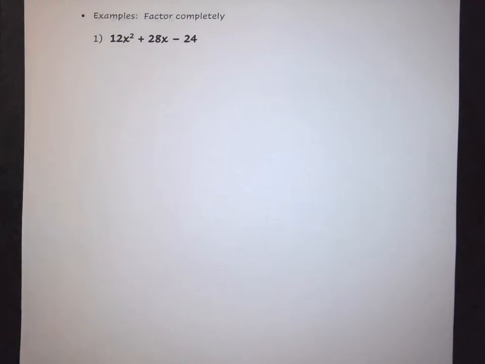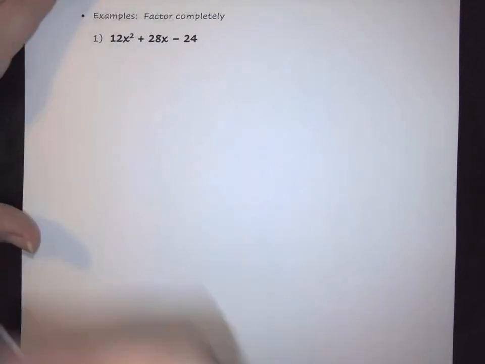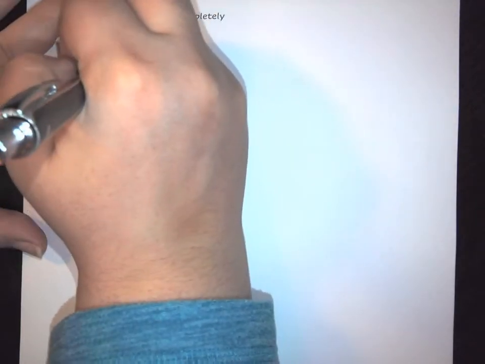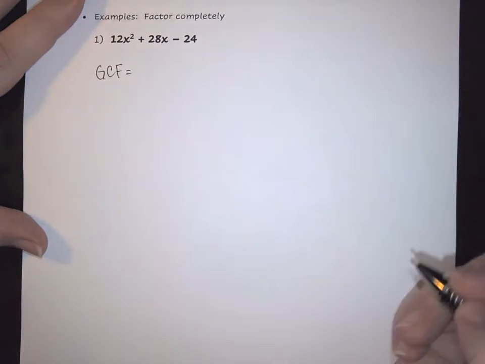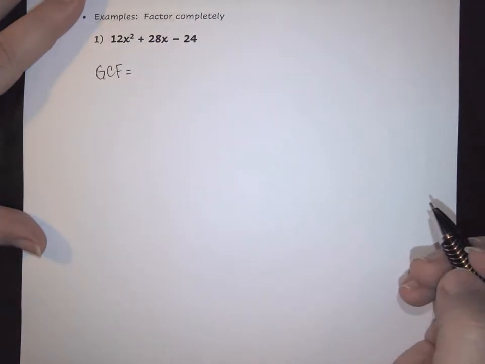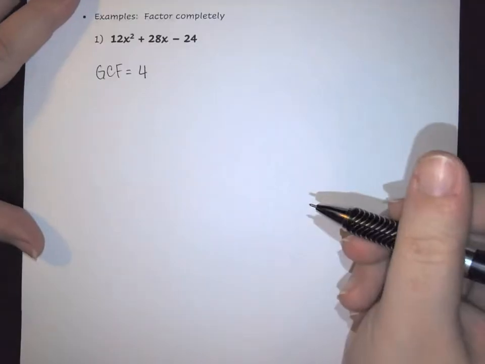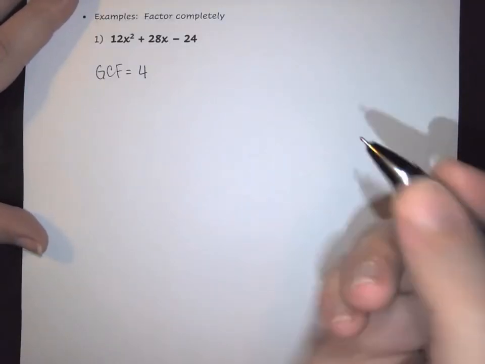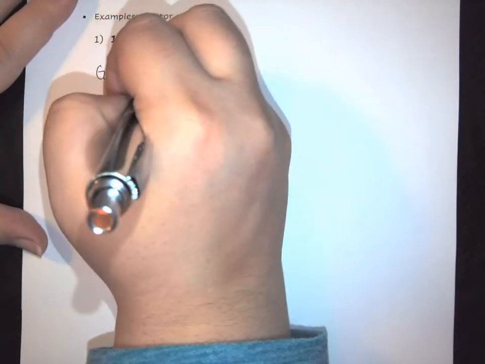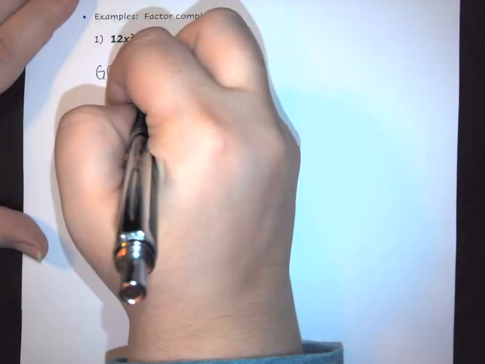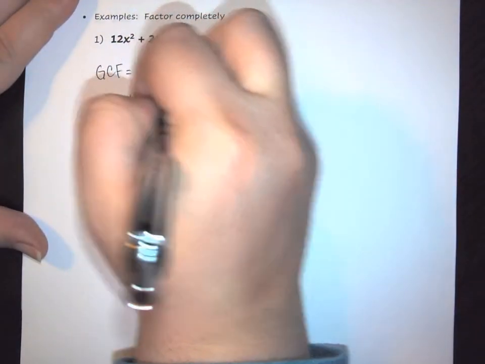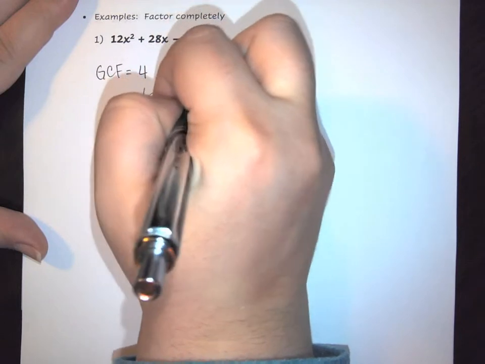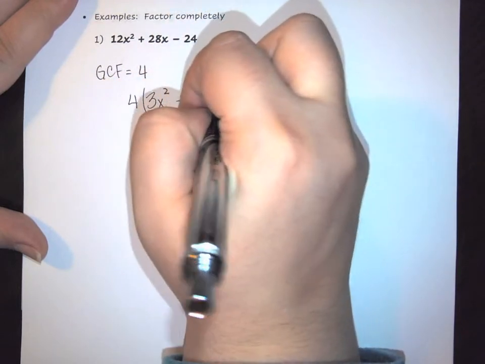So in this case, I have a trinomial. So the first thing I want to do is I want to try and see if I can factor out a greatest common factor. Well, my greatest common factor here between 12, 28, and 24 is going to be 4. So my first act is to pull that out. So pull out the 4 and then reduce it. You get 3x squared plus a 7x minus 6.